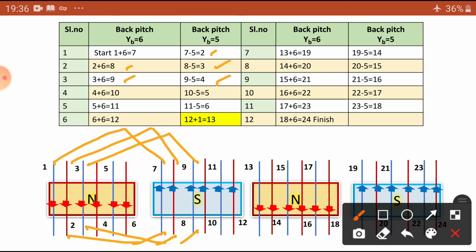So the front pitch, you are going to connect to, so which conductor? 4th conductor. Okay, so here, 1, 2, 3, 4. So you connect this one, red color. Okay, so 4th conductor. Similar way you connect all these things.